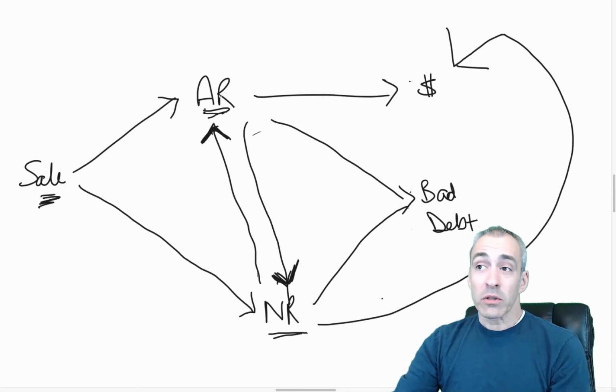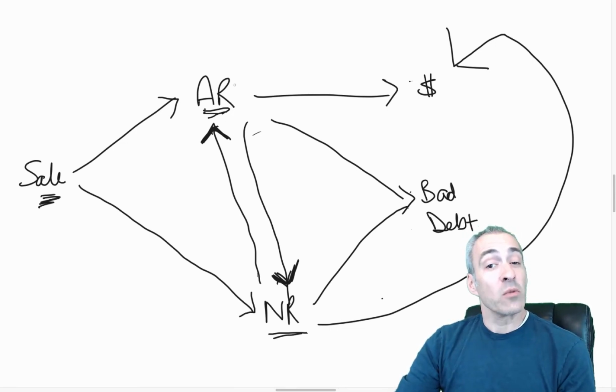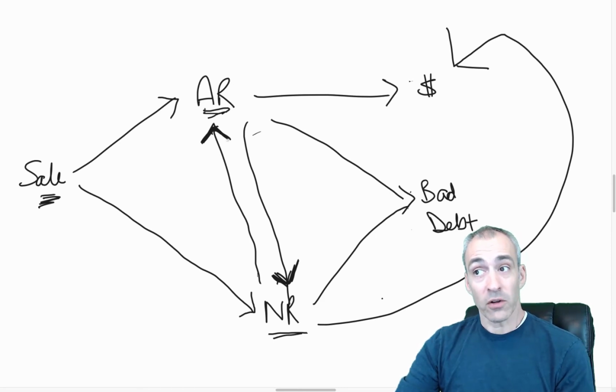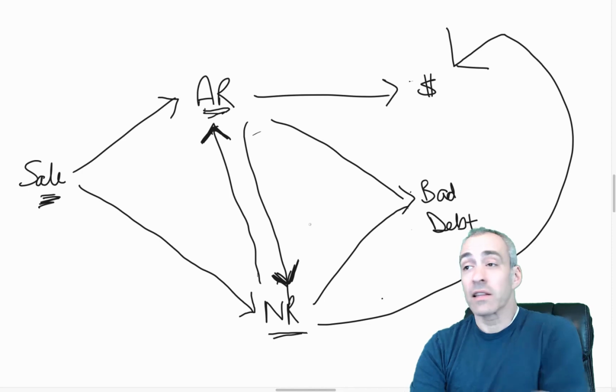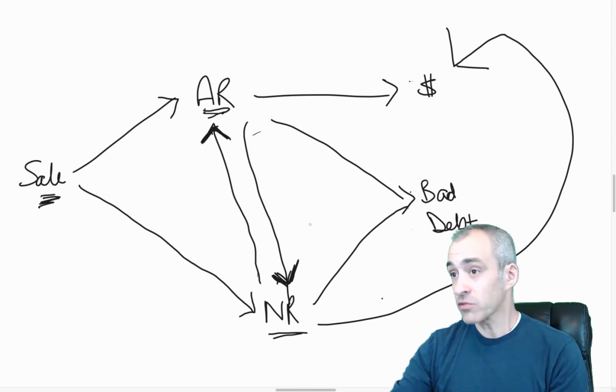And so it becomes bad debt right here. If your account receivable is not honored, but you think it will be, they just need more time, and it turns into a note, then you convert it into a note. It can become a note receivable. And then if it's paid, it can go straight to cash again. Same thing, right?